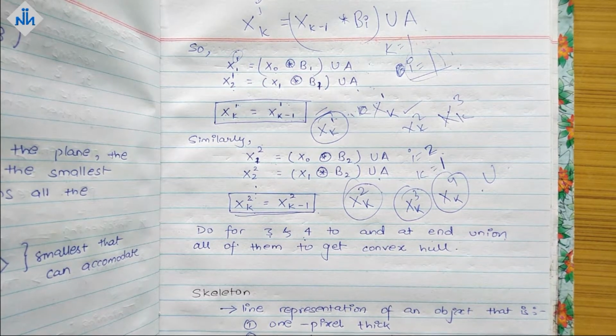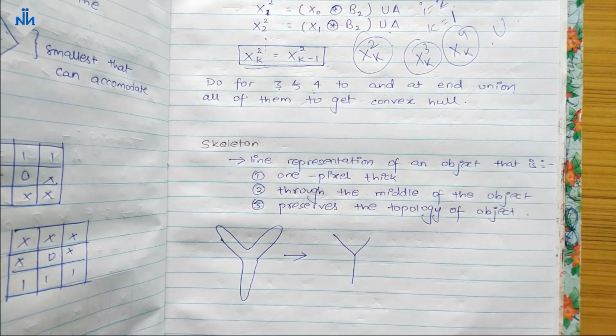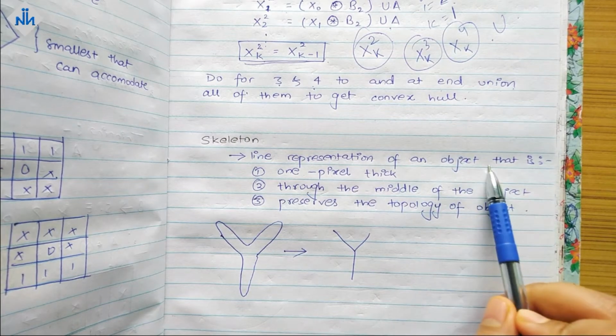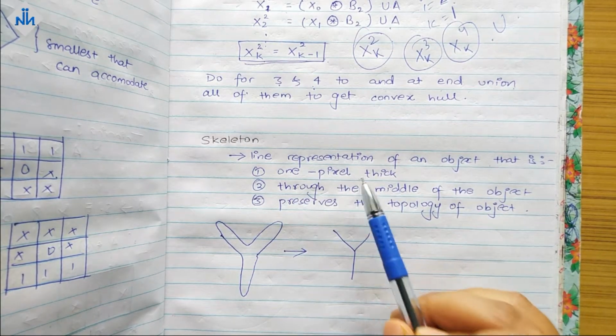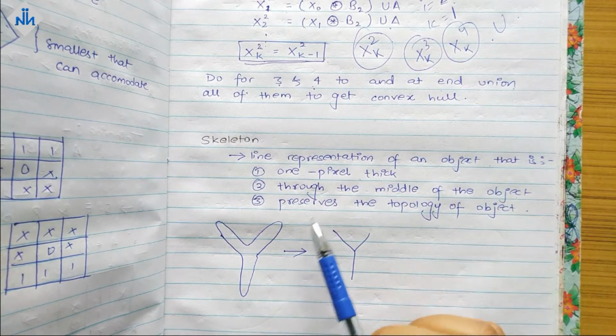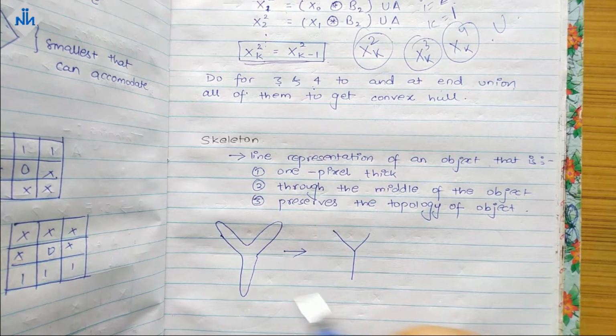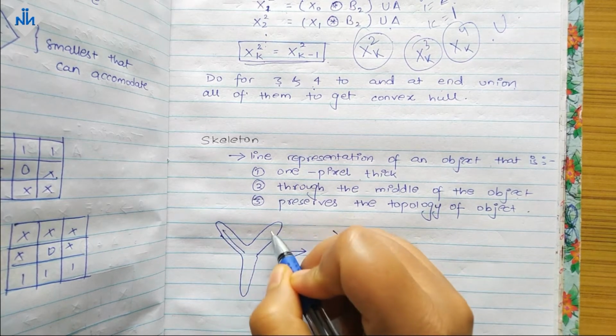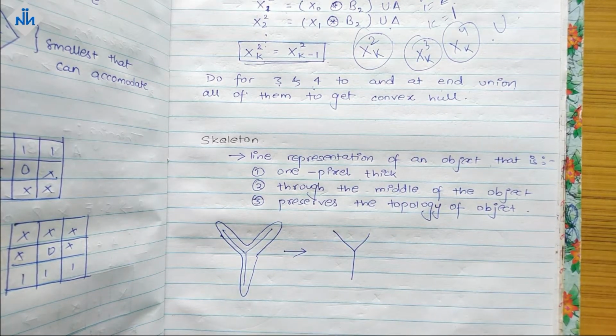So this was all about convex hull, and at the last I have skeleton. It is a line representation of an object that is 1 pixel thick through the middle of the object and preserves the topology of the object. So if this is our object, then skeleton will basically mean finding out the 1 pixel value that represents that image. This is also a very important thing in digital image processing, and we have to do it a lot of times as well.